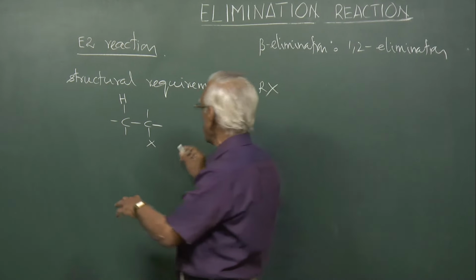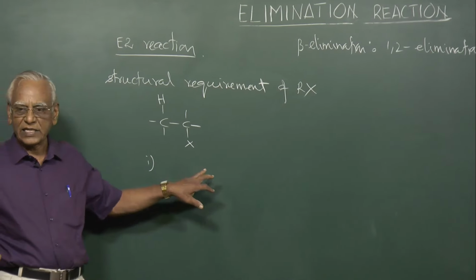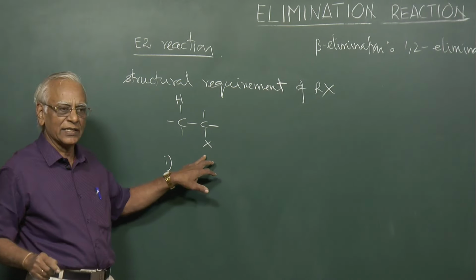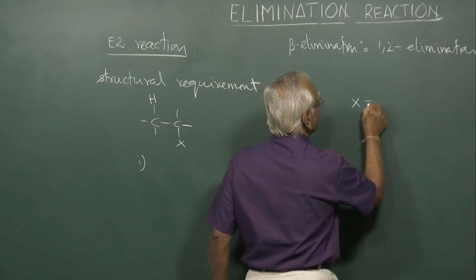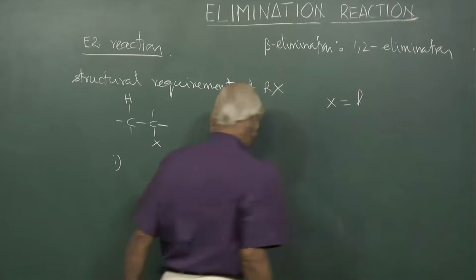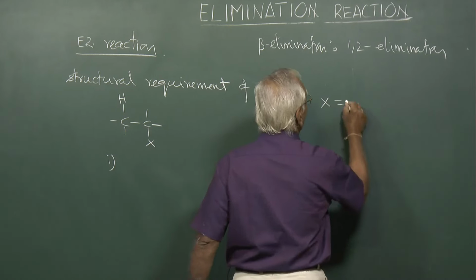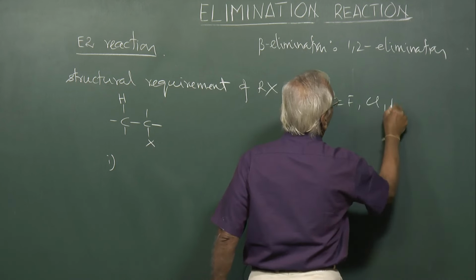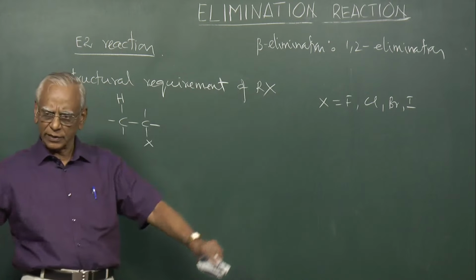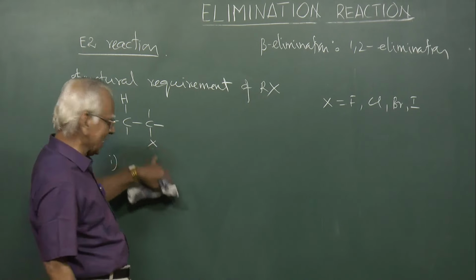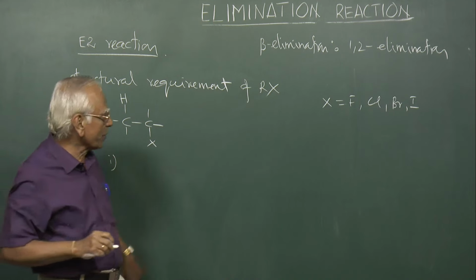That is, carbon 1 should contain X. What should be the nature of the X here? Can this always be a halogen? Not necessarily. The nature of X can be a halide: fluoride, chloride, bromide, iodide. It could be fluorine, chlorine, bromine, and iodine. X is the leaving group here. Generally, we write X for the halide, but X is the leaving group.